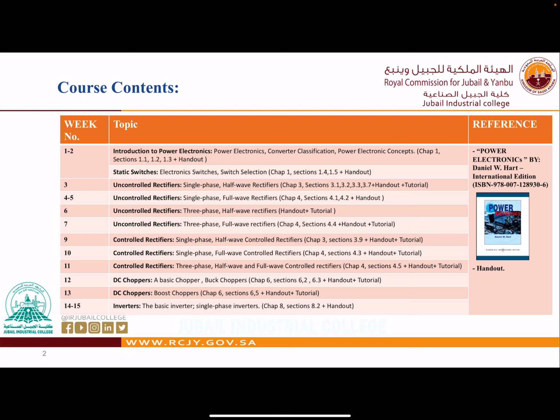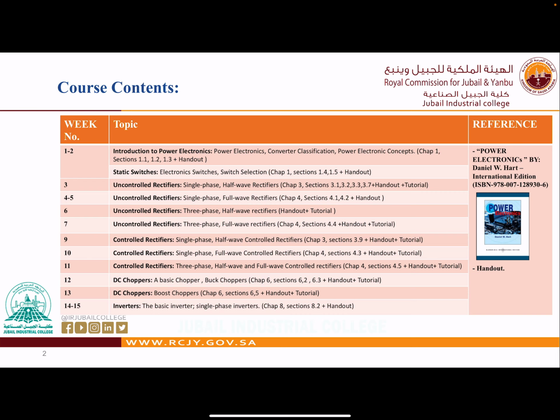Also in weeks 10 and 11, as I said, we are going for the controlled rectifiers like single phase, 3-phase, half wave, and full wave. For weeks 12 and 13, we will see how the DC choppers work, the principle of operation, and the types of DC choppers. In the last week, we will just take an introduction about the inverters.